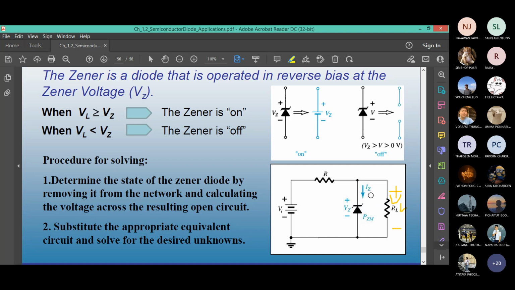To determine the VL, you have to mentally remove this thing. Just imagine that the Zener does not exist. If the Zener does not exist, what do you have? You have this single loop circuit. What's the equation for VL? Voltage divider. You must remember the voltage divider equation: VL equals VI times RL divided by R plus RL. Do you remember now?